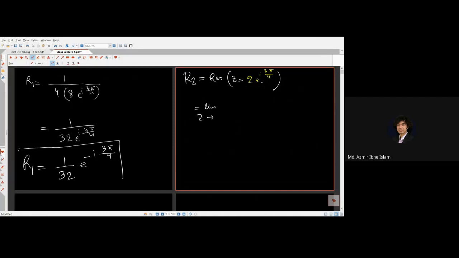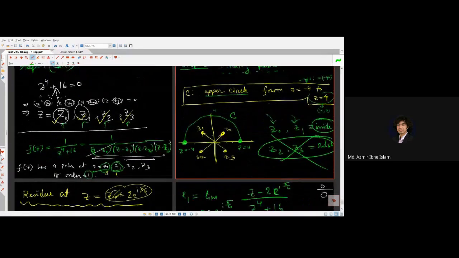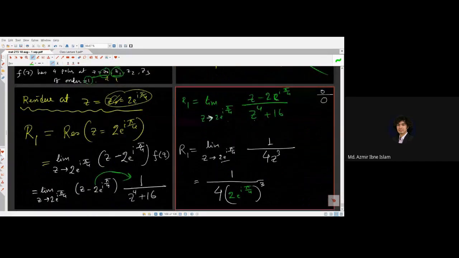Limit z tends to a, z minus a, f of z. So now let me write this one. a is 2 e to the power i 3 pi by 4. Now the function that we have is the same. It is 1 over z to the power 4 plus 16. Okay.